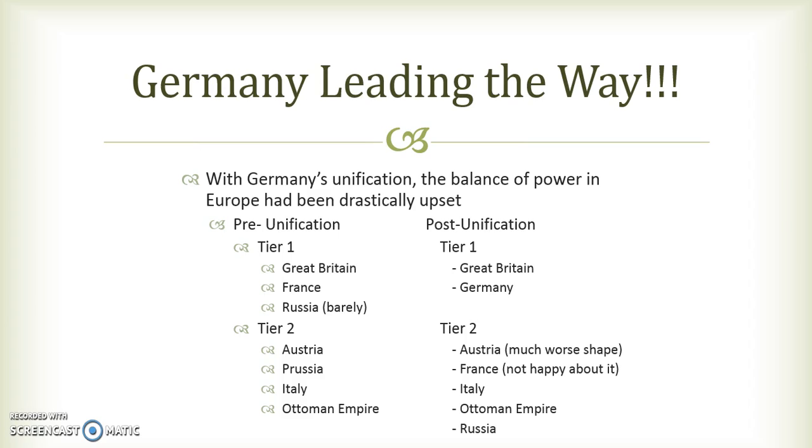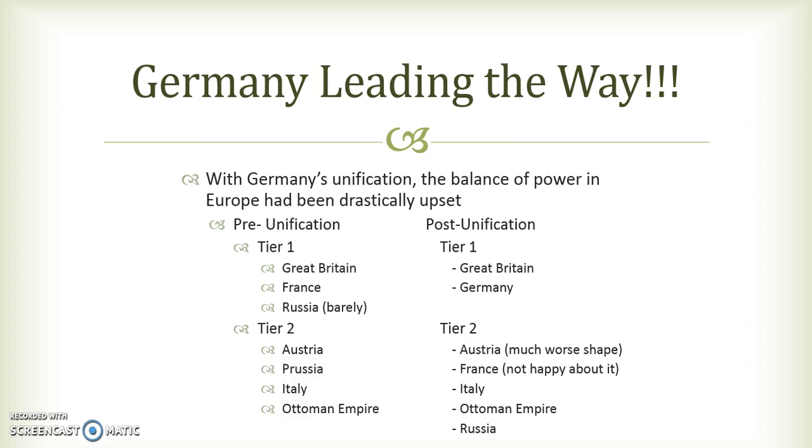Post-unification, there are two powers, Germany and Great Britain. The German military and the new power that it has with its larger population and industrial base is really going to supplant both France and Russia as a major power. Austria is not doing well. The process of German unification really did take quite a bit from Austria in the Seven Weeks' War, and then France is really upset about the losses in the Franco-Prussian War. The loss of Alsace and Lorraine are catastrophic losses for their ability to produce goods.